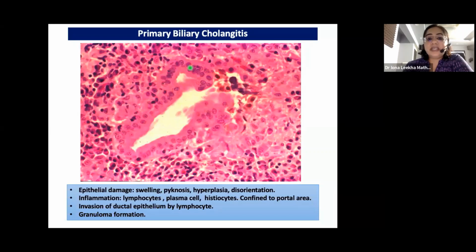Now here what you see is a bile duct. The bile duct shows some sort of epithelial damage. That is, there is crowding. They're haphazardly arranged. There is intense eosinophilia of the cytoplasm. And also there is lymphocytic infiltration of the bile duct epithelium. These dot-like structures which you see, these are lymphocytes which are infiltrating the bile duct epithelium. And surrounding that, you see a granuloma. This granuloma is non-suppurative.